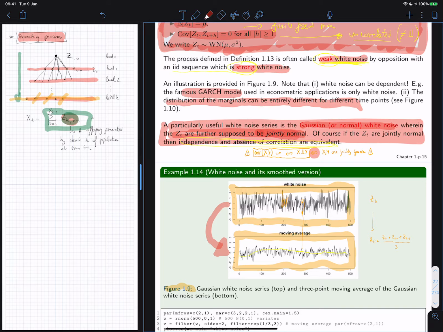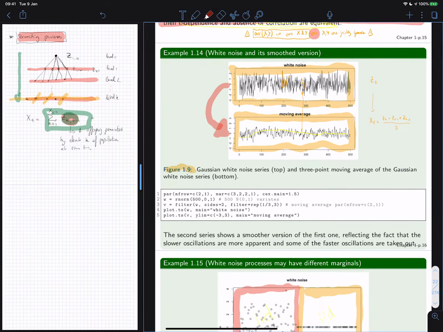But of course, because in the Gaussian case independence is equivalent to absence of correlation, Gaussian white noise is also IID white noise with Gaussian innovations.